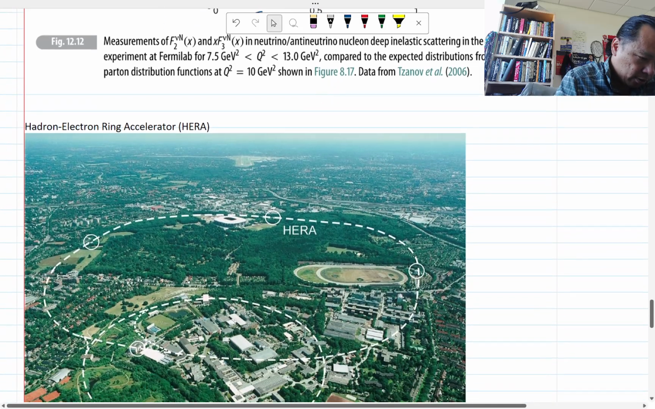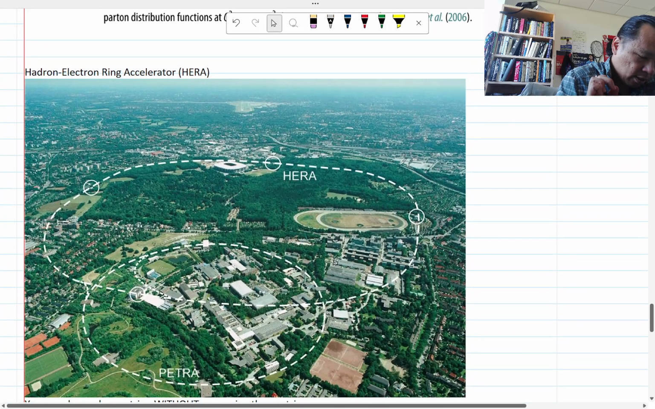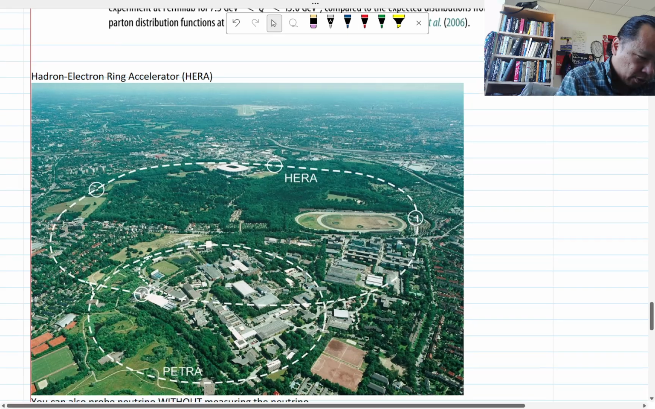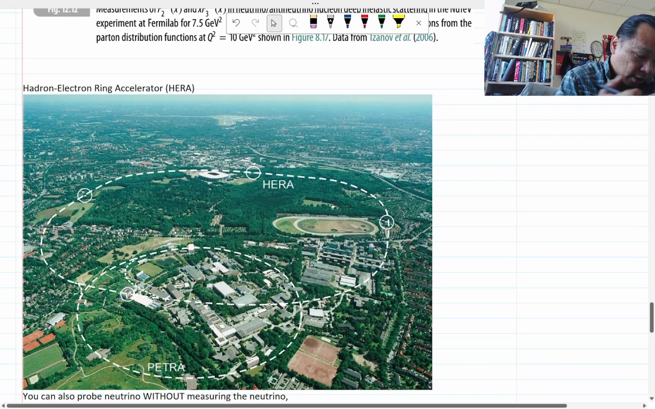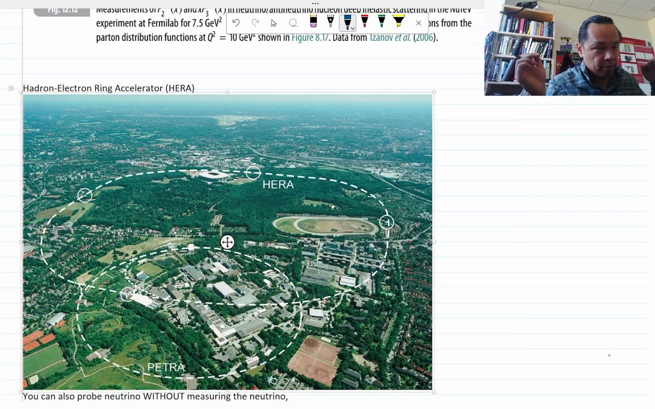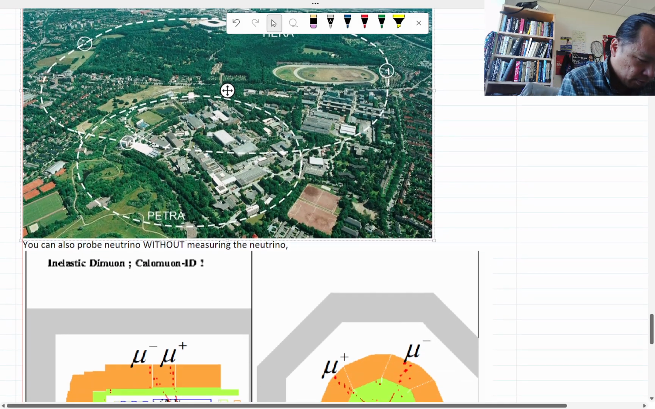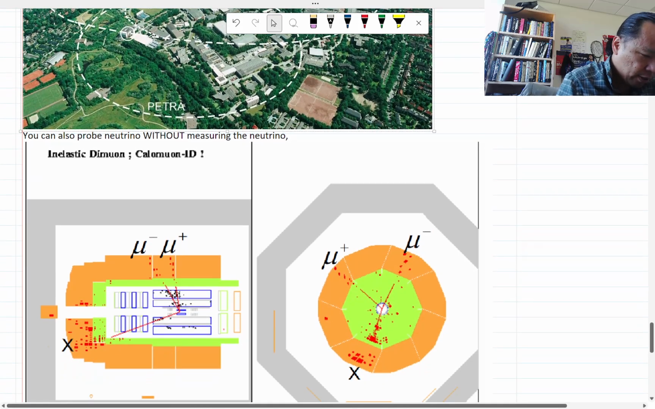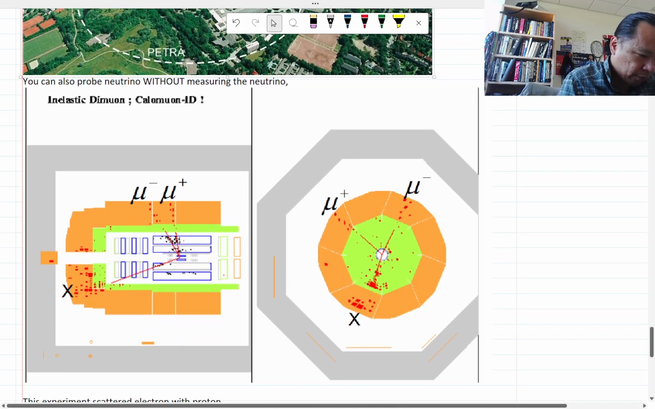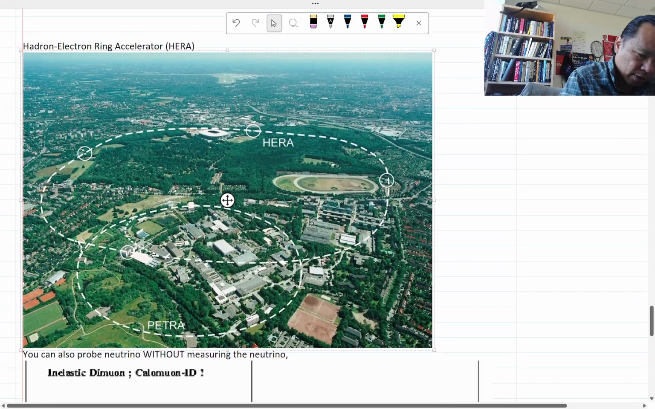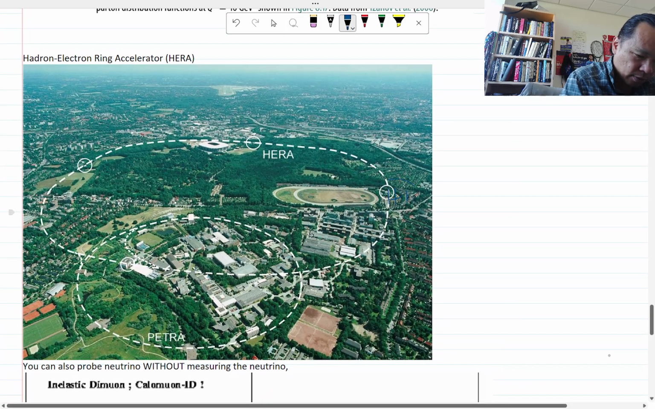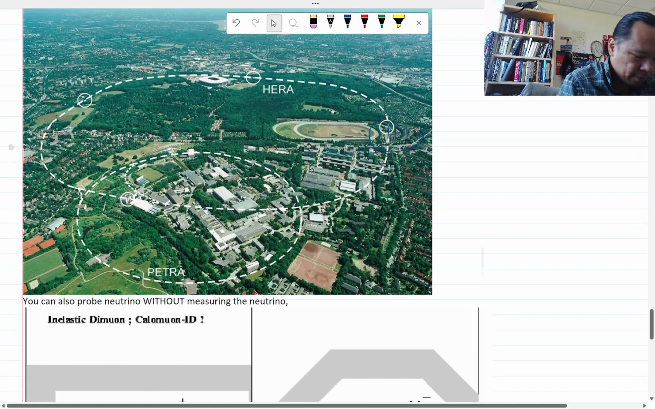Right. You can also probe the structure of the protons. Well, in this case, only protons, because we're talking about HERA, which is actually smashing electrons and protons together. You can do this without measuring the neutrino itself. And how do we do that? So, for example, in this experiment, I think it's the H1 experiment, which is on the right-hand side here, if I remember right.